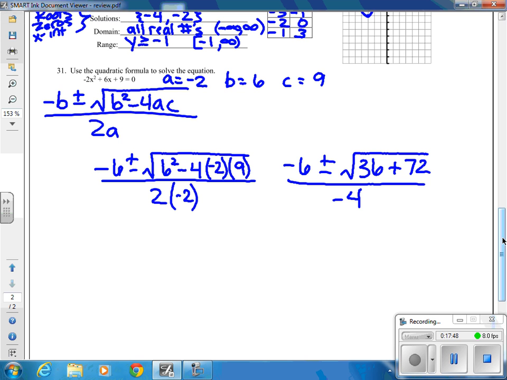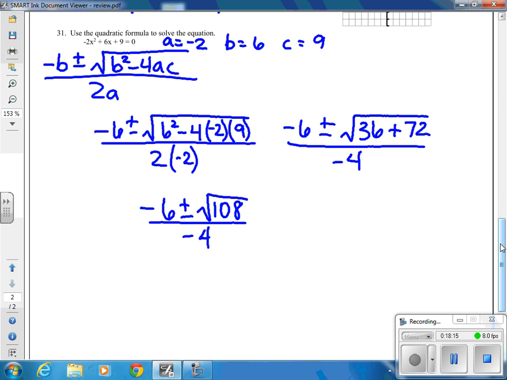Right, now before I go any further with the calculator, I want to clean up that radical one more time, and get it down to one number underneath, because it's a lot easier to use the calculator with one number instead of a whole math problem. Okay, so you have -6 plus or minus the square root of 36 plus 72 is 108. Okay, and that is divided by -4. You do not need to worry about simplifying the square root of 108, because you're going to go straight to the calculator and evaluate this problem.